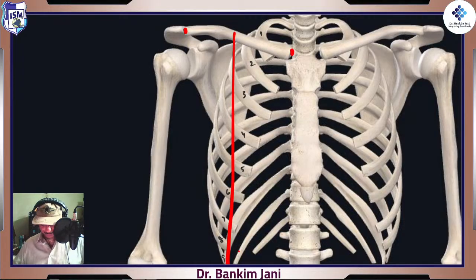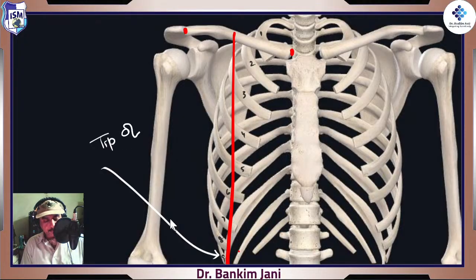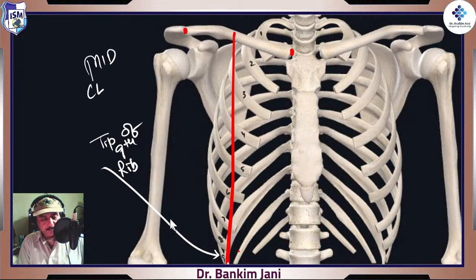Okay. Right? It would go via the tip of the ninth costal cartilage. I mean the ninth rib, right? The junction of the ninth rib and the costal cartilage. So that ninth rib tip is in the mid-clavicular line. So this is what is called the mid-clavicular line.